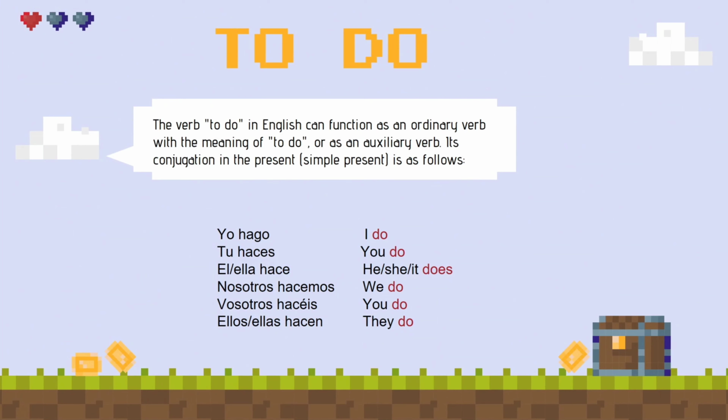To do. The verb to do in English can function as an ordinary verb or as an auxiliary verb. Its conjugation in the simple present is as follows. Yo hago, I do. Tú haces, you do. Él, ella hace, he, she, it does. Nosotros hacemos, we do. Vosotros hacéis, you do. Ellos, ellas hacen, they do.